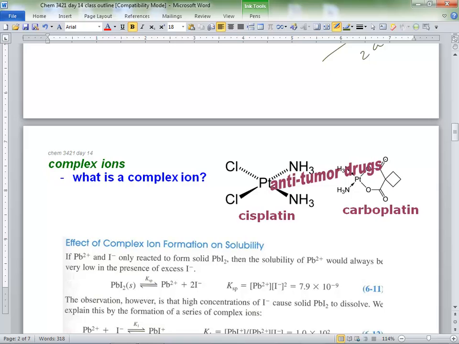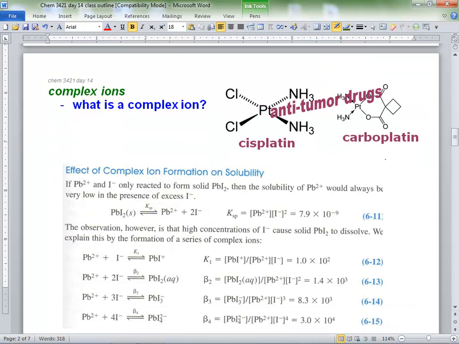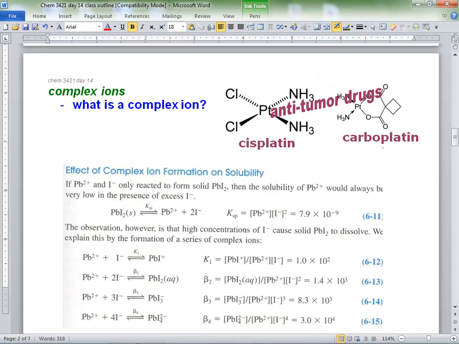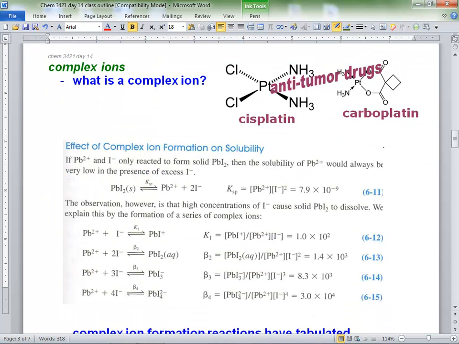Okay, so complex ions, kind of interesting. Oh, did you get all that, Daisy? Complex ions: these metals and the things that attach to the metals, they call them ligands.